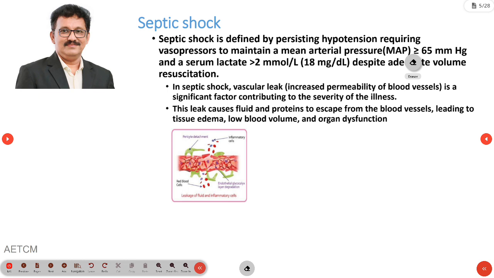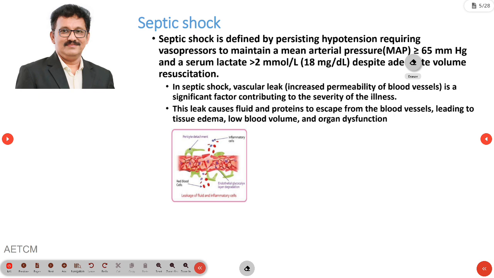Now septic shock is defined as persisting hypotension. Because of sepsis, vasodilatation occurs, vascular leak occurs, and the patient can have persistent hypotension, requiring vasopressors to maintain the mean arterial pressure more than 65 millimeters of mercury, and serum lactate will be more than 2 millimoles per liter. So to maintain the mean arterial pressure, we may sometimes have to give vasopressors.